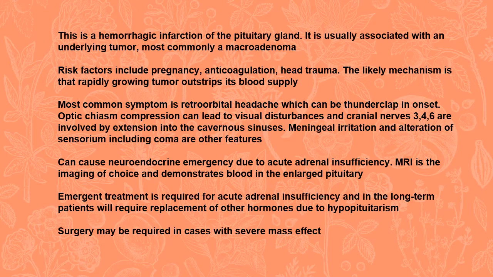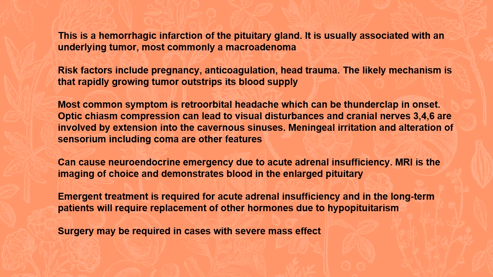The likely mechanism is that the rapidly growing tumor outstrips its blood supply. Most common symptom is retroorbital headache, which can be thunderclap in onset. Optic chiasm compression can lead to visual disturbances, and cranial nerves 3, 4, and 6 are involved by extension into the cavernous sinuses. Meningeal irritation and alteration of sensorium, including coma, are other features.